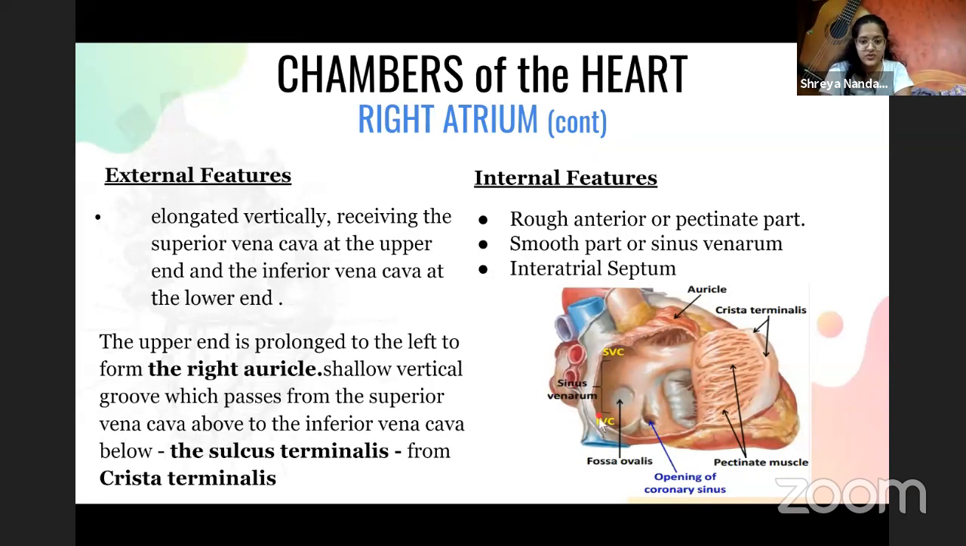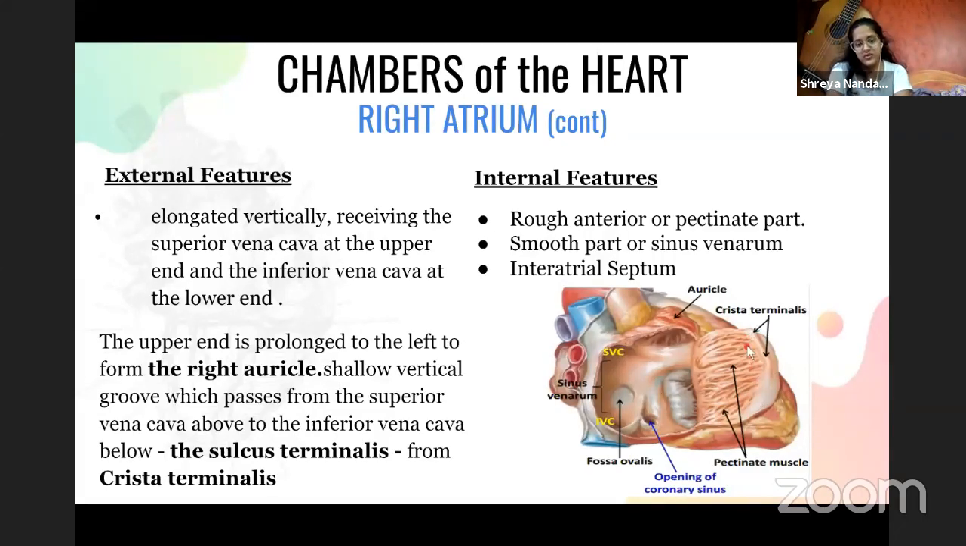And there's also a prolonged feature to the left which forms the right auricle, which is an appendage. And there's also a shallow vertical groove which passes from the superior vena cava to the inferior vena cava below. This is known as the sulcus terminalis, which corresponds to the crista terminalis. You can see the comb-like ridges in here, which indicate the crista terminalis.